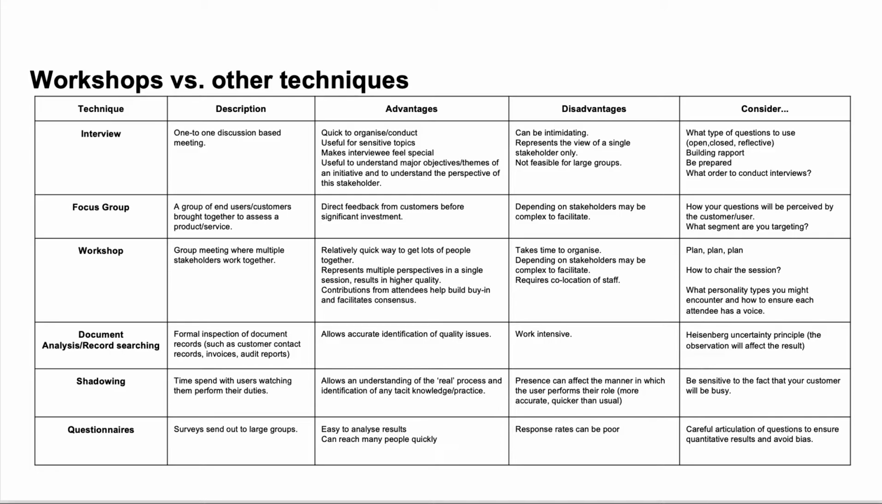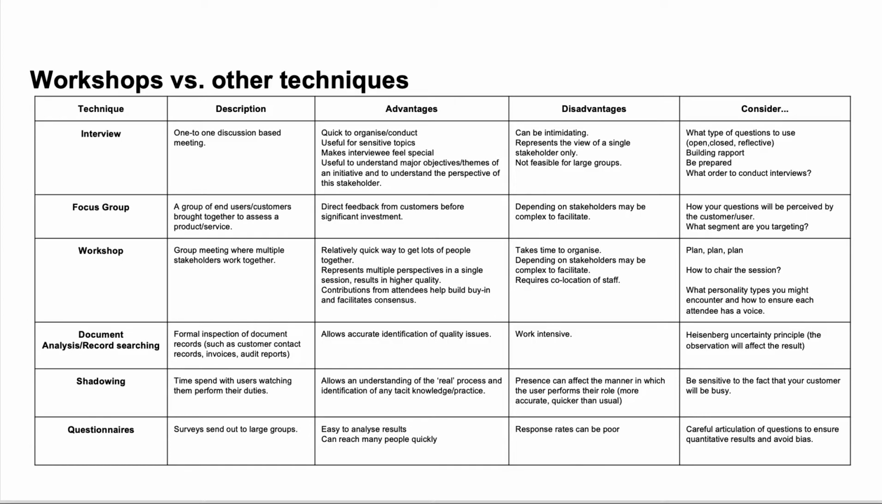Another technique could be document analysis and record searching, which is formal inspection of documents and records such as customer contact records, invoices, and audit reports. The advantage is that it allows accurate identification of quality issues. The disadvantage is that it is work intensive, and there's uncertainty in principle, and the observations will affect the results.